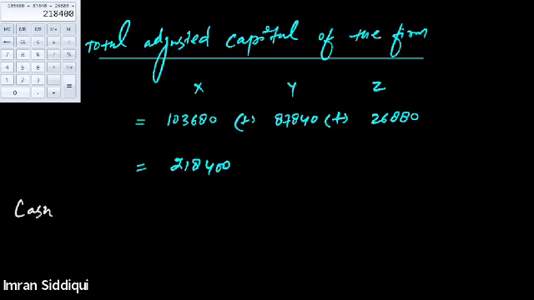Cash available: 9,600 minus 7,200. That means 2,400 is available with us. Is this clear? 2,400 is still available with us, but after maintaining the minimum balance of 7,200.